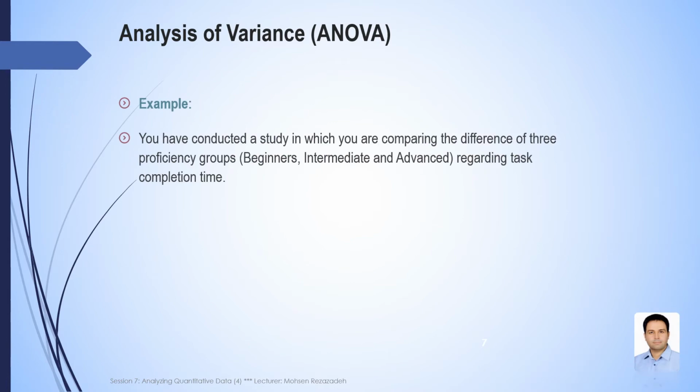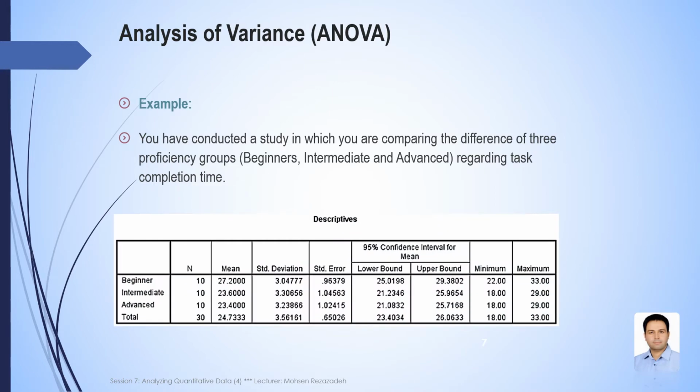Another example for ANOVA. You have conducted a study in which you are comparing the difference of 3 proficiency groups: beginners, intermediate, and advanced, regarding task completion time. Here are the descriptive statistics for this example. You are confident that the assumptions of a parametric test have been met, and you want to compare the results.